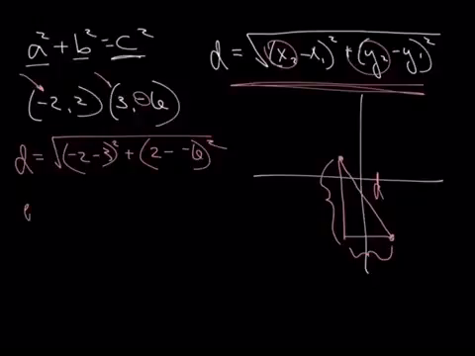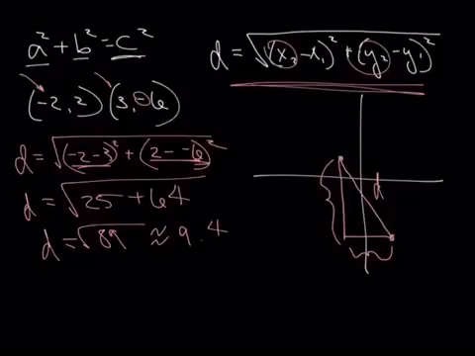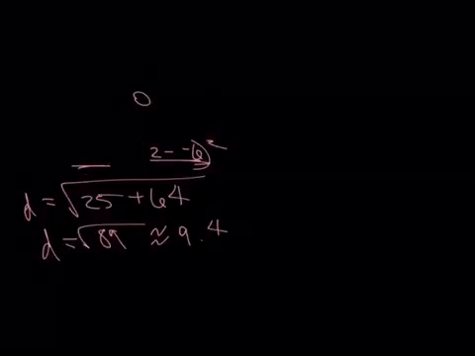So I get d equals negative 2 minus 3 is negative 5 squared is a positive 25. And this is 2 plus 6 is 8. 8 times 8 is 64. So d equals the square root of 89, or a number similar to 9.4. Alright, let's look at the b portion of this problem.